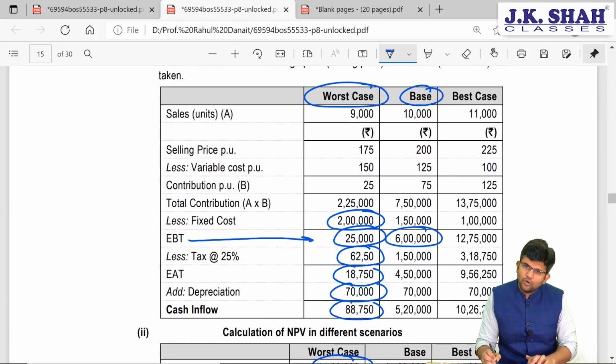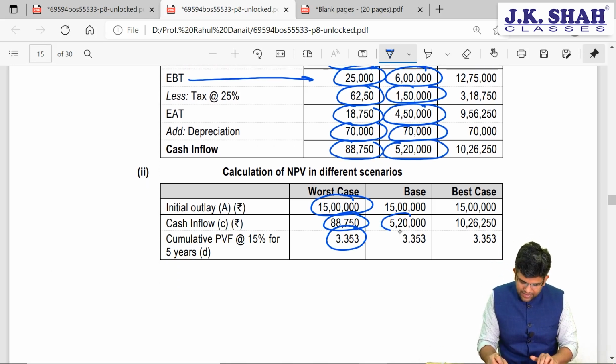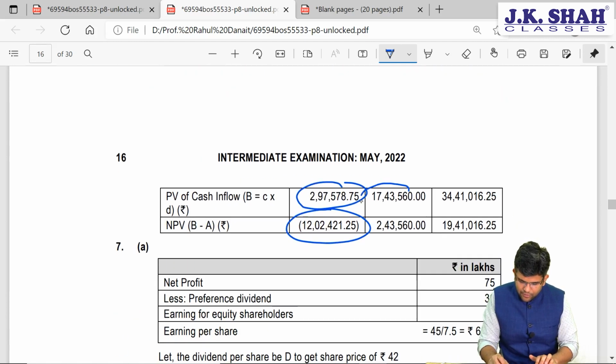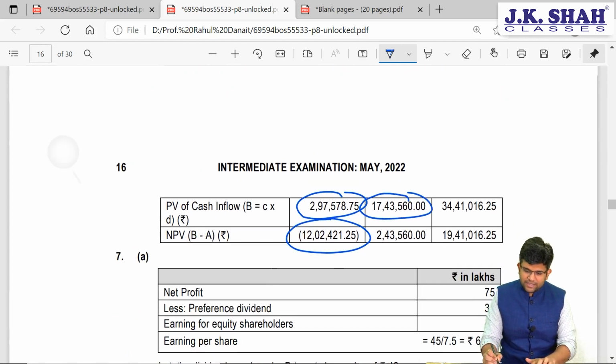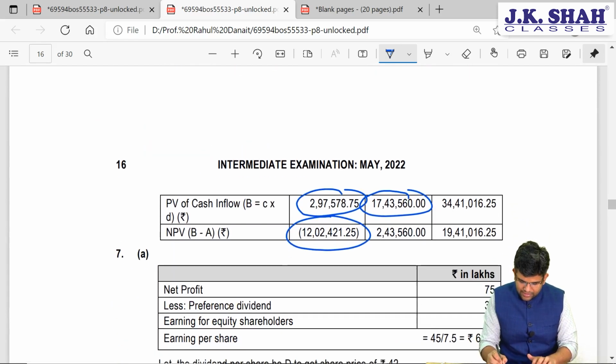Then I'm pretty sure you know what to do. Minus tax will give NPAT, plus depreciation of 70,000, you will get cash flows after tax. These cash flows after tax, because they will happen at the end of every year for the next 5 years, the present value of cash inflows will be 5,20,000 multiplied by the PVAF of 15% 5 years. Correct? That you will get a PV of CI as 17,43,560 minus the PV of CO of rupees 15 lakhs. You will get the NPV as a positive 2,43,560.